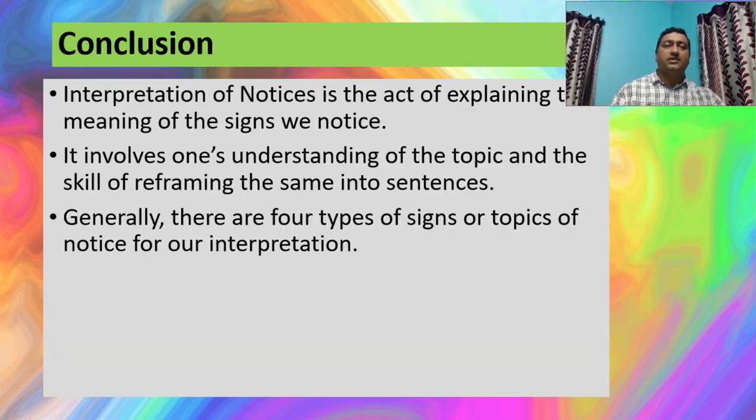Thank you. So interpretation of notice is the act of explaining the meaning of the signs that we notice. It involves one's understanding of the topic and the skill of reframing the sentences on the same. So the sentences should be framed in only two. The first one should give the meaning, the second one should tell us the place where the notice is found. So generally there are four types of signs or topics that we notice for interpretation.